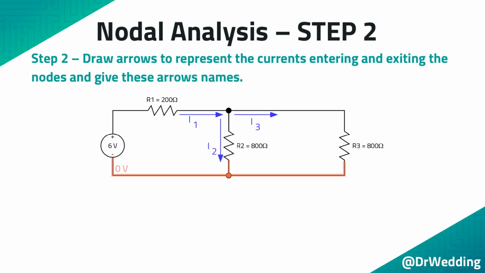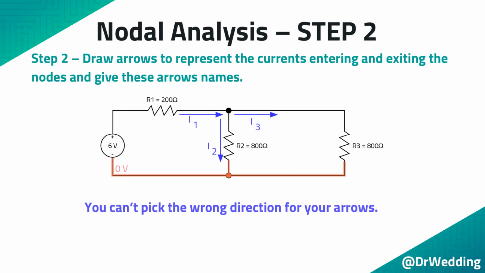Step 2. Draw arrows to represent the currents entering and exiting the nodes, and give these arrows names. You need to draw arrows at every node except the 0 volt node. In this example, you will only have to add current arrows to the upper node. If you are worried about what direction the arrows need to point, don't be. You can't pick the wrong direction for your arrows.